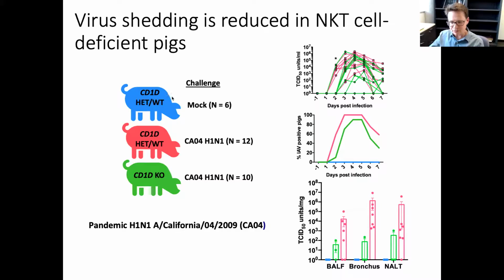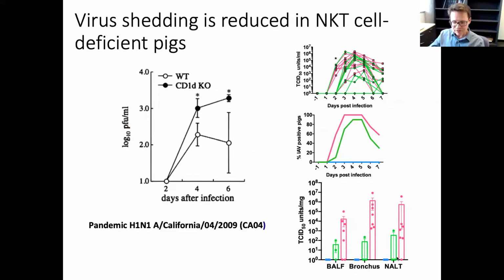So we found that virus shedding was significantly delayed and reduced in the knockout pigs. And we found that some of these knockout pigs never ended up shedding virus. Additionally, we found that knockout pigs had lower levels of virus in their lung lavage fluid, bronchus, and nasal turbinates.